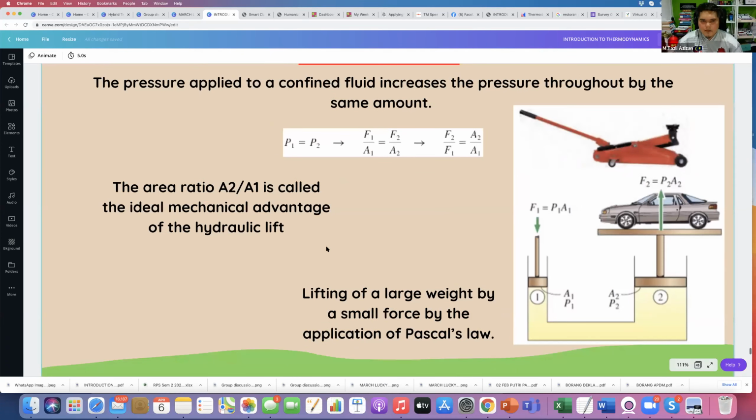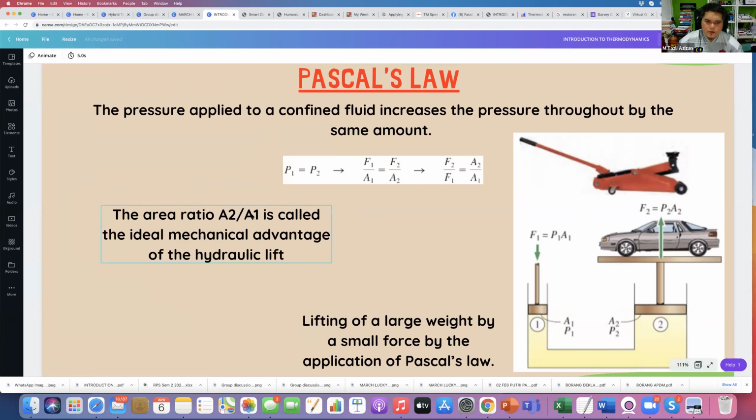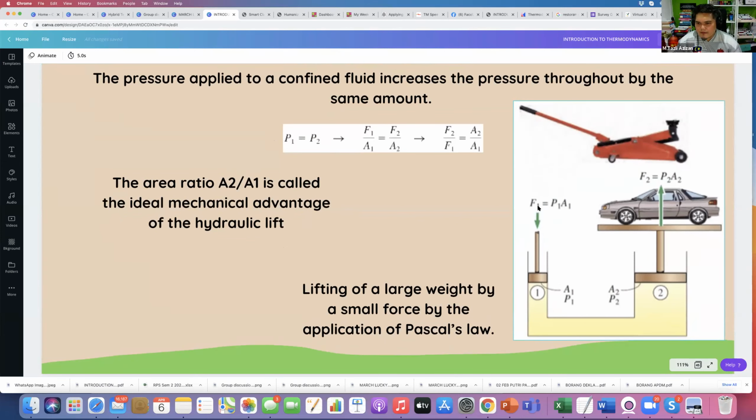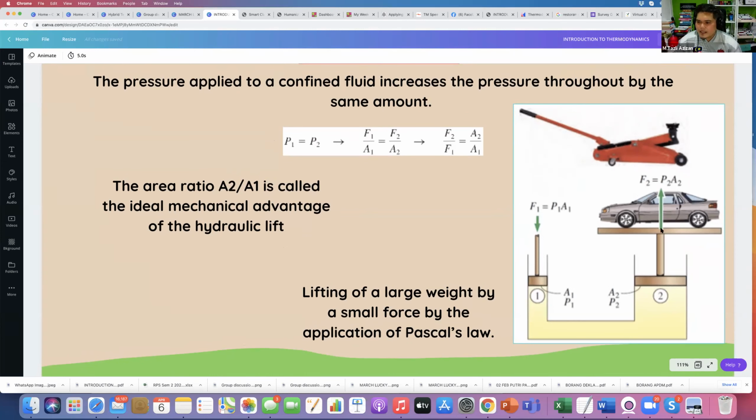Okay, for Pascal's law, that is, the pressure applied to a confined fluid increases the pressure throughout by the same amount. Imagine this, we have learned in physics before. For example, if you have a very small diameter area, F1 equals P1 multiplied with A1, which is pressure multiplied with the area. And for F2, it is P2 multiplied with A2. There is another larger area, but it gives you F2.